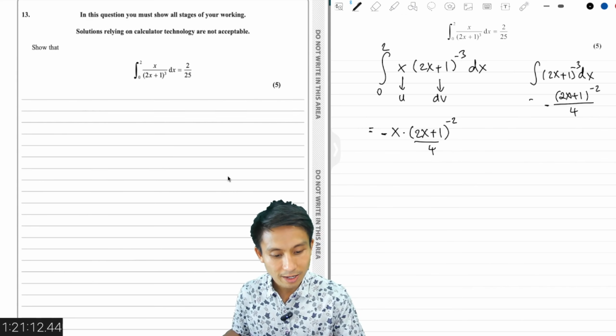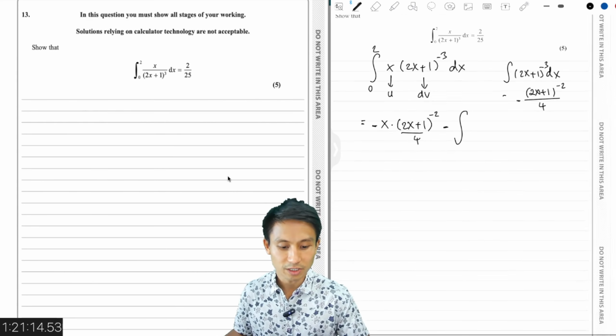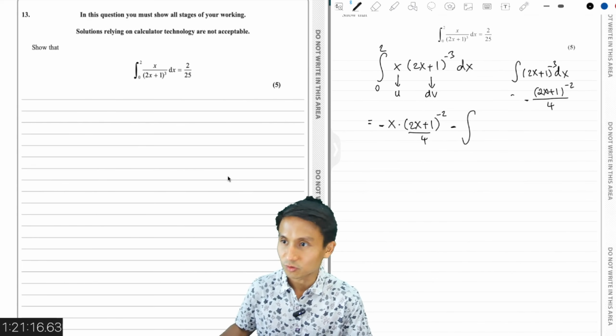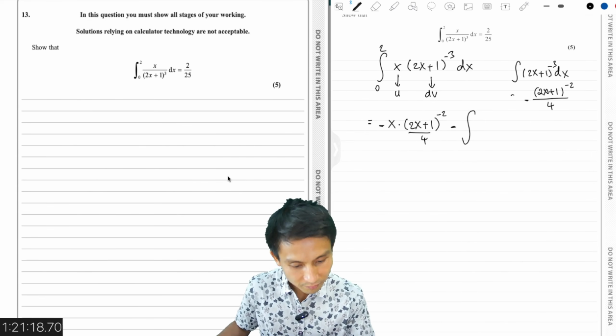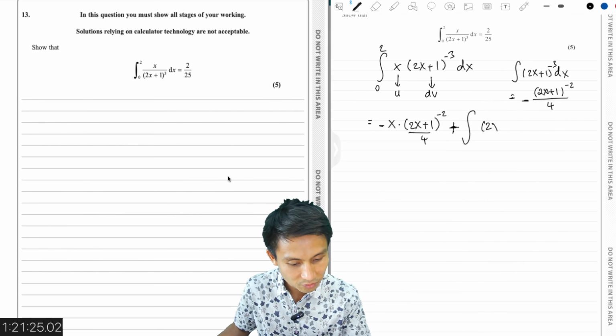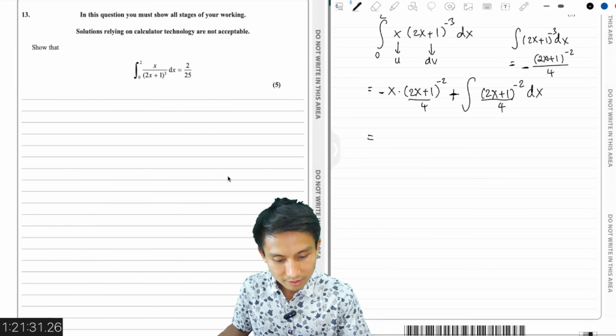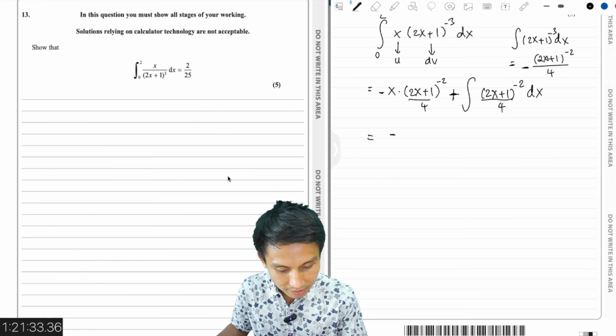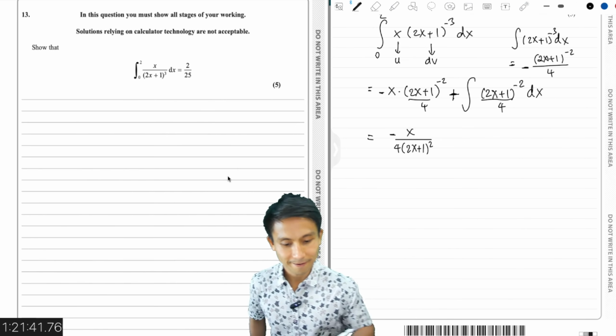Okay, and minus the integral of v du. So du is 1, we just don't write it, just 1 there. And v is again minus, right? So it's a minus here, that's why I'm going to change this to a plus and just write (2x plus 1) to the power of minus 2 divided by 4 and dx. So that's going to be minus x divided by, I'm going to move that down here because it seems more convenient like that.